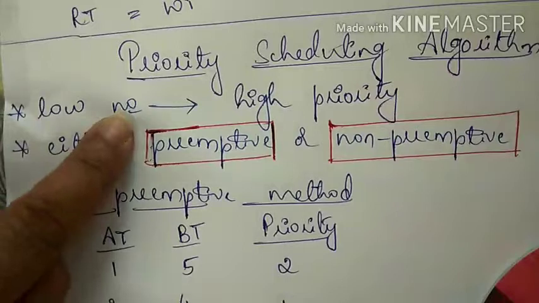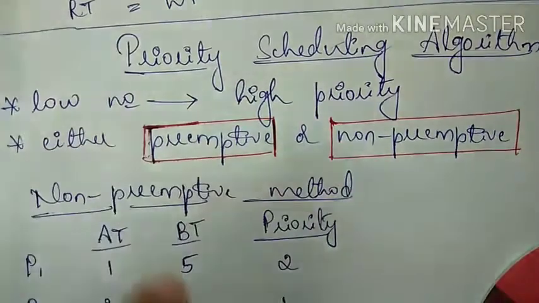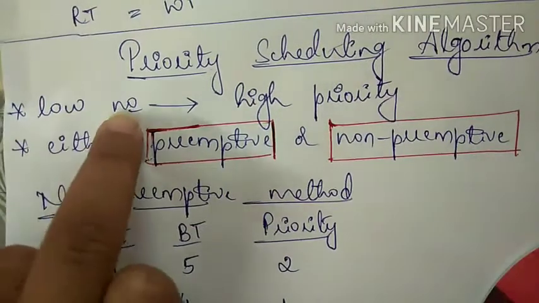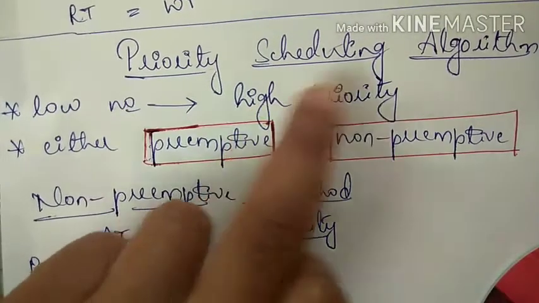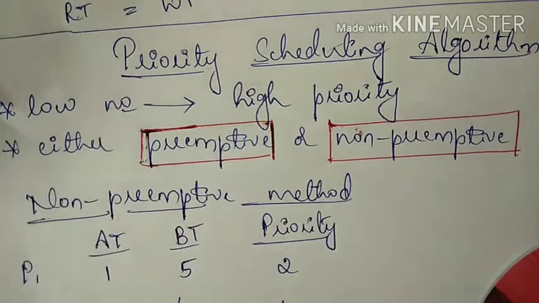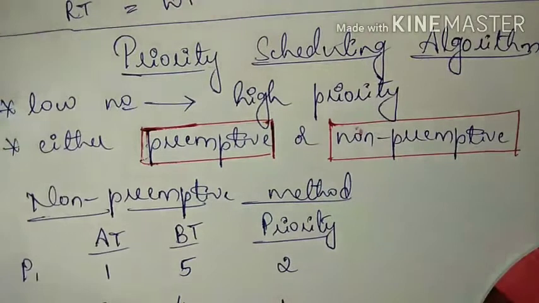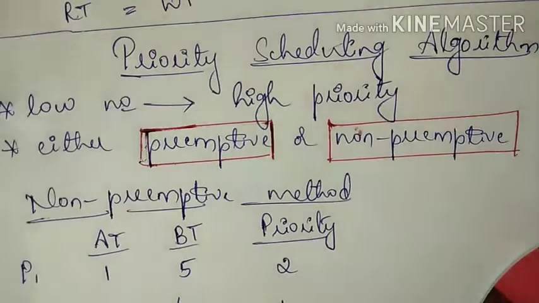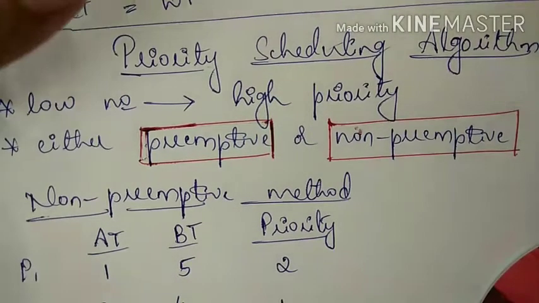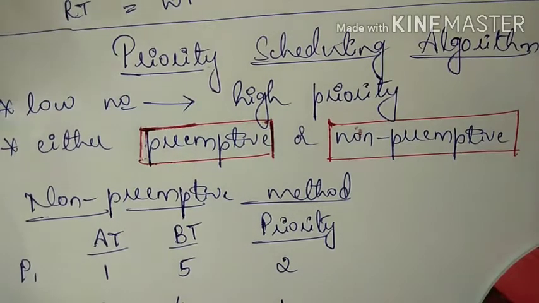Low number indicates high priority. So in our textbook it is assumed that the lower number will be given high priority. That is the assumption which is made in the textbook. Okay, and it can be implemented in two ways, that is preemptive or non-preemptive. We already know what preemptive and non-preemptive methods are.